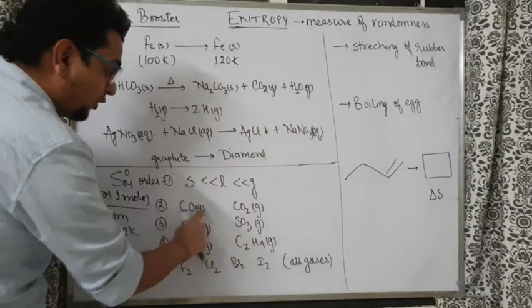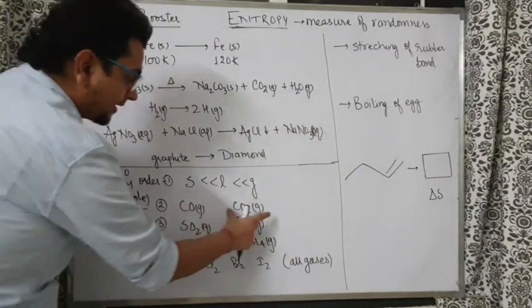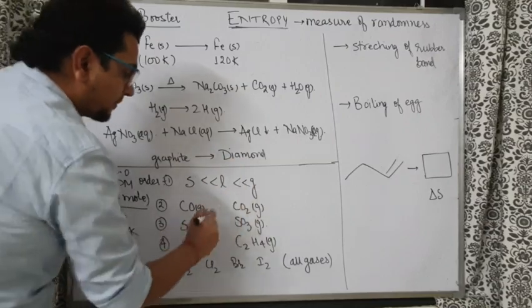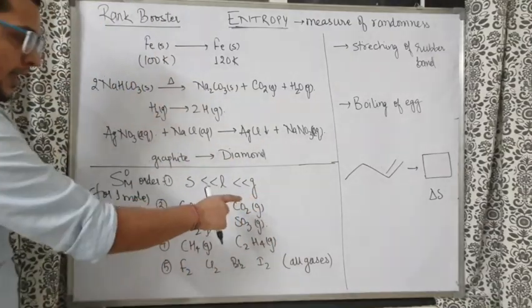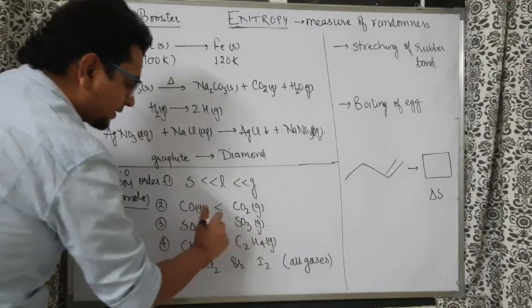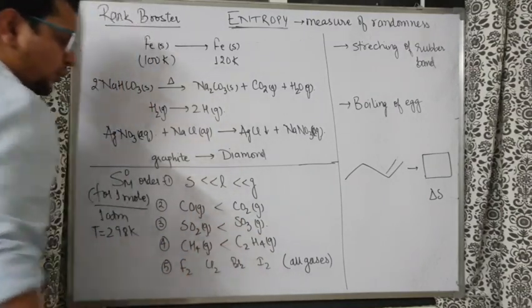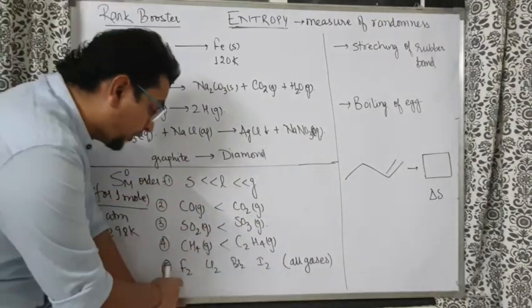Look, CO has just 2 atoms here, CO2 has 3 atoms here. So more atoms, more entropy. SO3 versus SO2, more atoms, more entropy. More atoms, more entropy. Next, fluorine, chlorine, bromine, iodine.